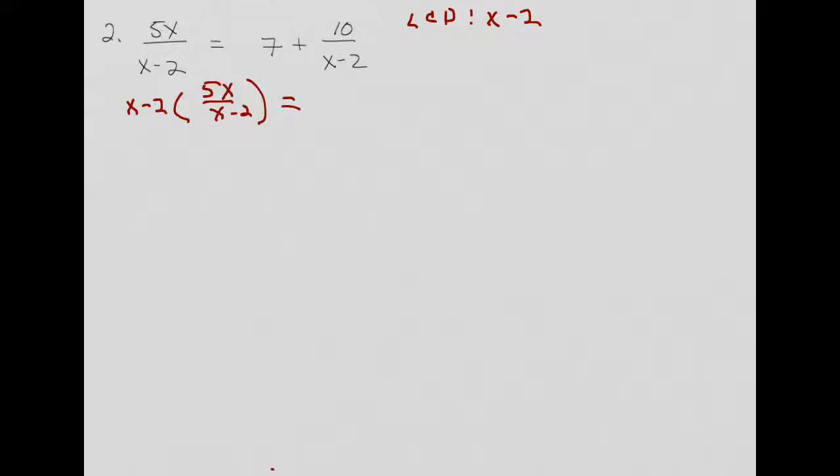And then I'm going to have x minus 2 times the entire side. Okay, so if an x minus 2 multiplies in here, this x minus 2 will cancel into that one, giving me 5x. Okay, so multiplying x minus 2 to the 7, I'm going to have 7x minus 14.